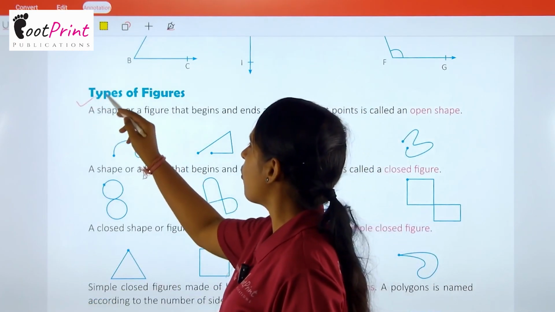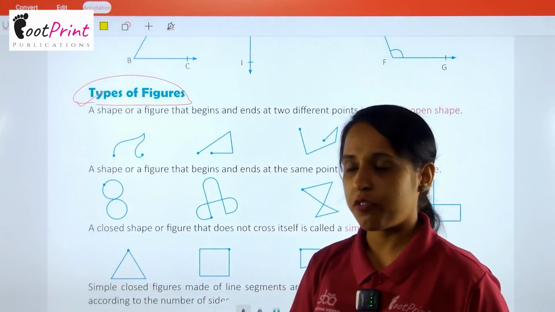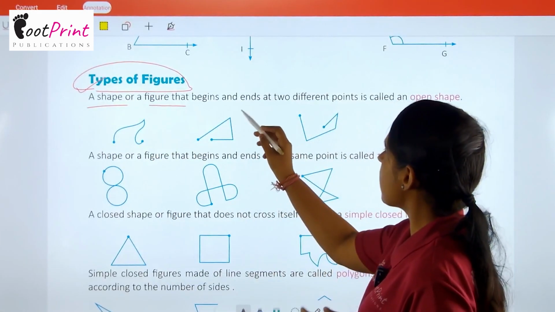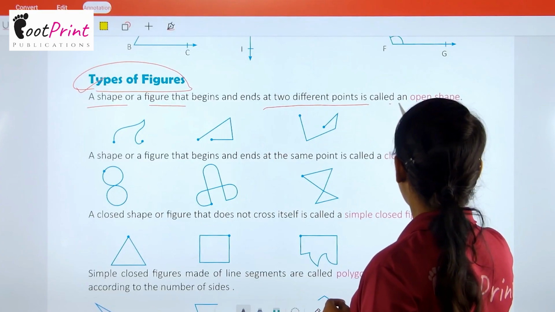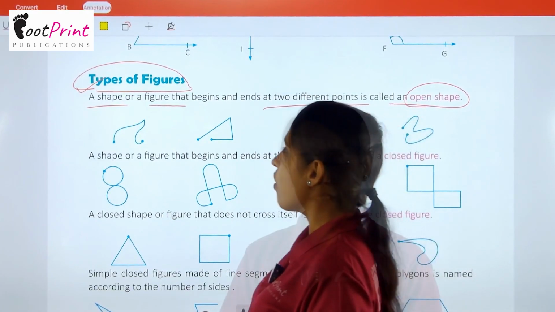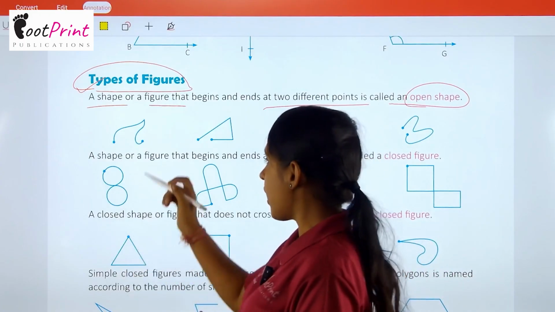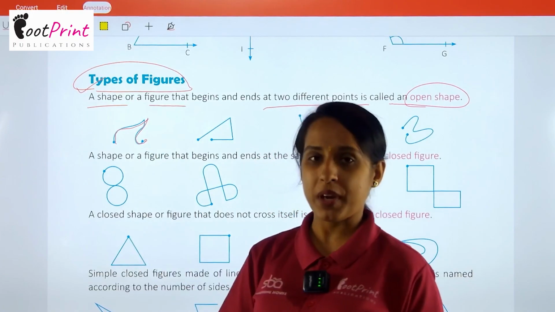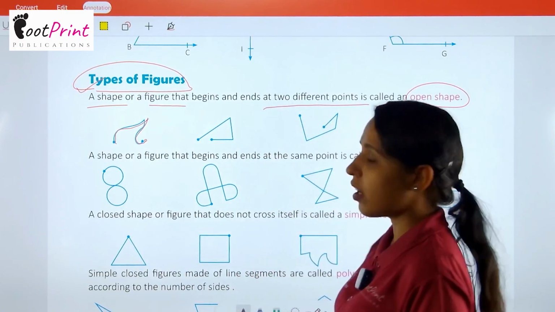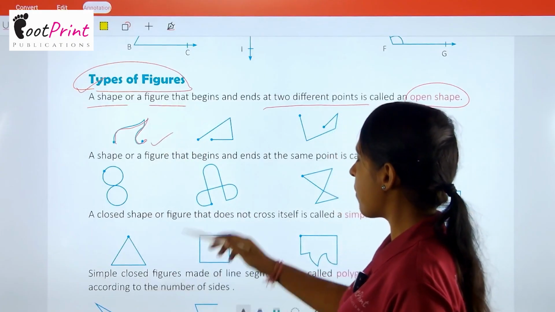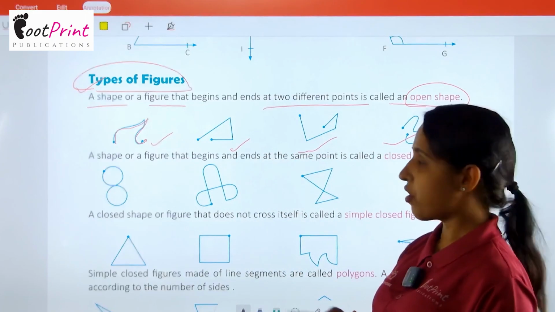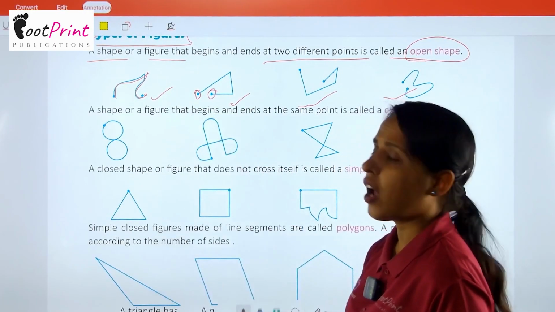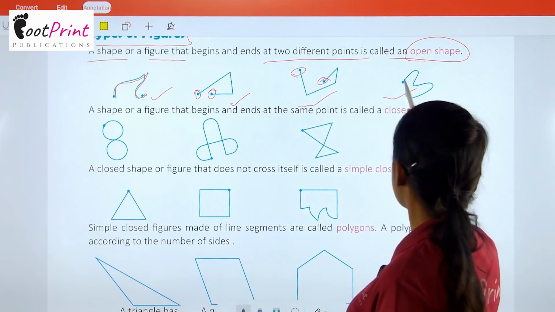Now we will move to the next topic, that is types of figures. Okay, so in this, a shape or figure that begins and ends at two different points is called an open shape. So ऐसी शेप जो एक स्टार्टिंग पॉइंट से बिगिन होती है, शुरू होती है और डिफरेंट पॉइंट पे एंड होती है, तो ऐसी फिगर को हम बोलते हैं ओपन शेप. And for example, these shapes are given here. You can see that their begin point or starting point is different from the ending point. Here also and this one also.